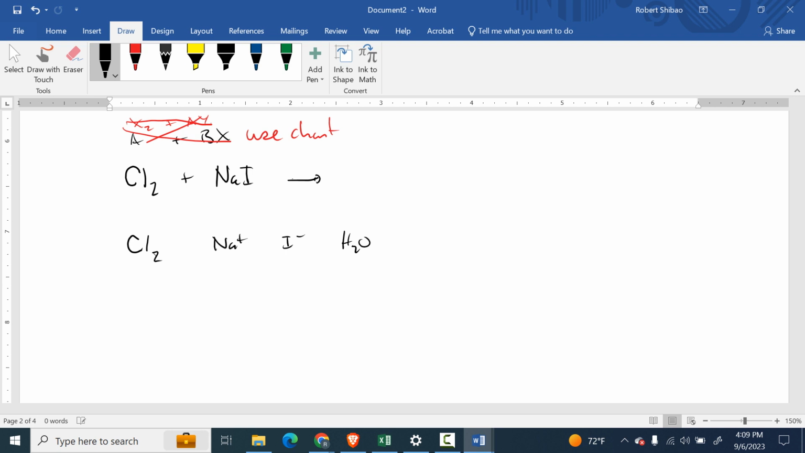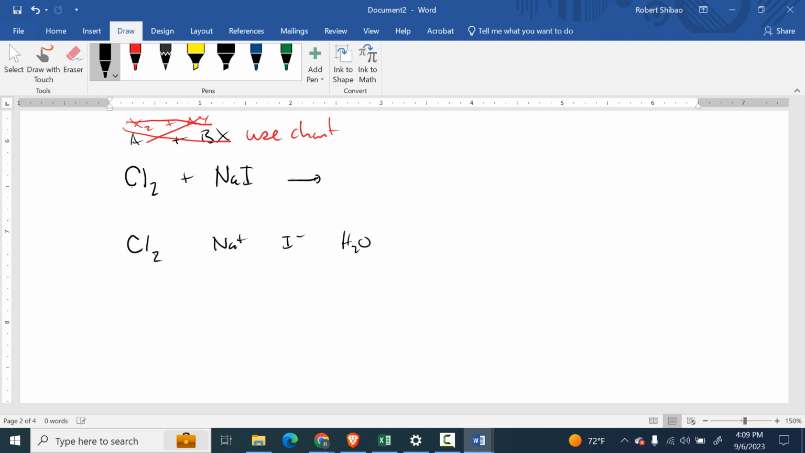All right, why didn't I try an AB plus CD? Why didn't I do double replacement? I didn't do double replacement because I don't have a compound AB. Well, is chlorine like ammonia? Does chlorine hydrolyze water a little bit to make an AB type compound? No, not really. And so this is not double replacement.